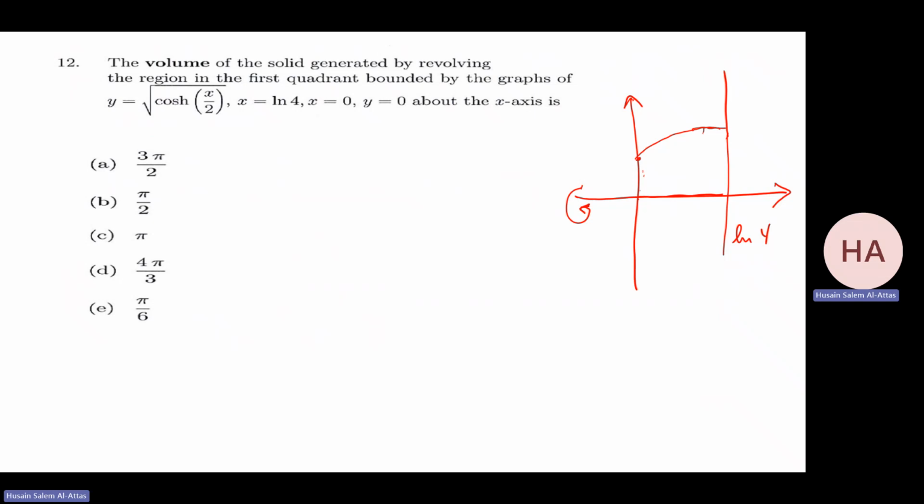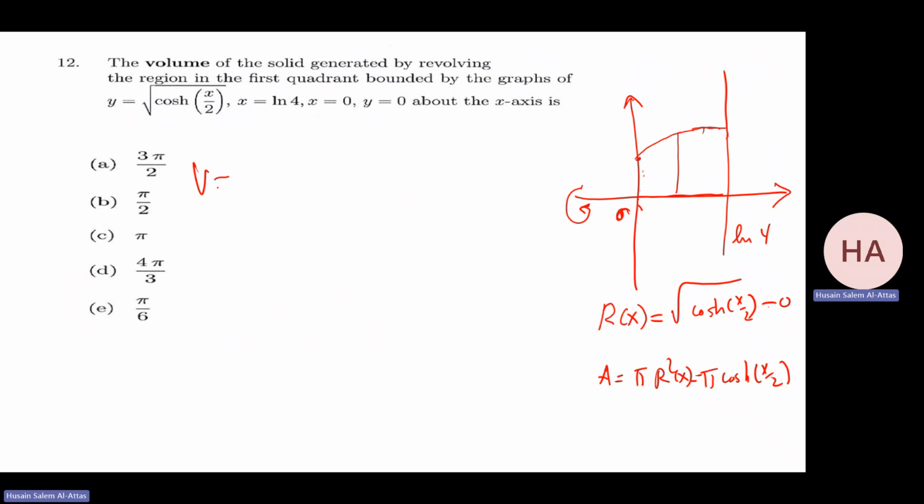Okay, so what will happen? I'll do the strip. This is my line. So it will be r of x, the function minus 0. And what is the area? It will be pi r squared of x, and that is pi cosine hyperbolic x over 2. And from where to where? From 0 to ln 4. So the volume will be from 0 to ln 4.